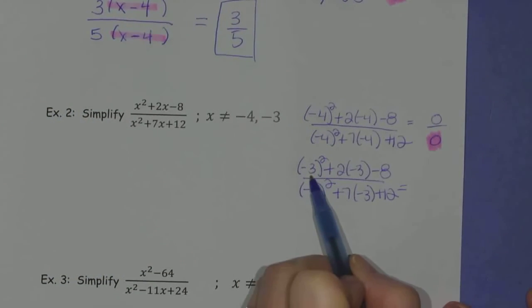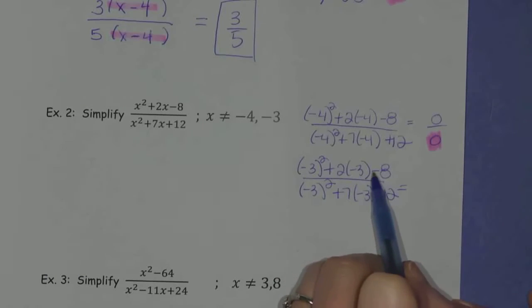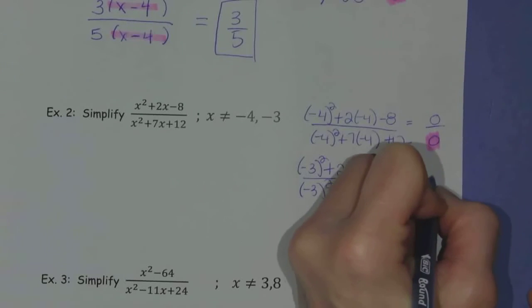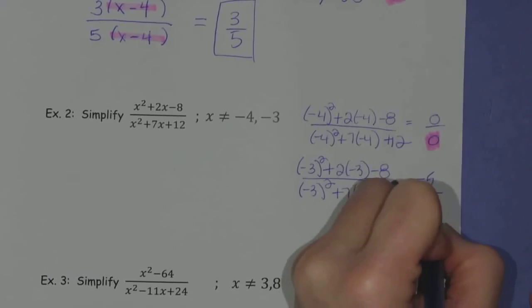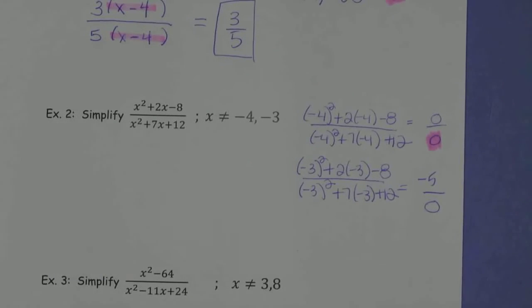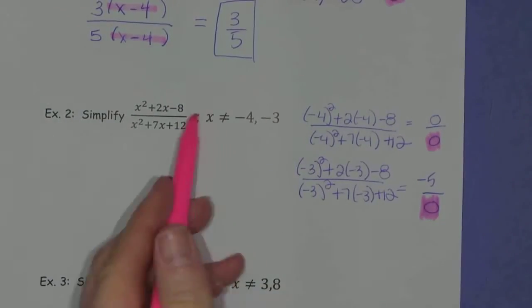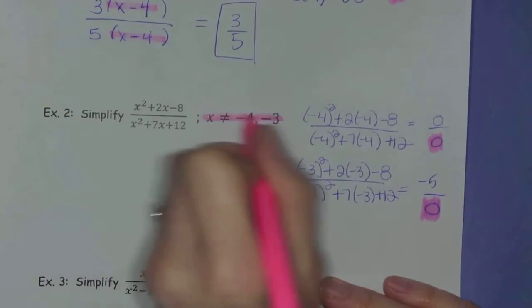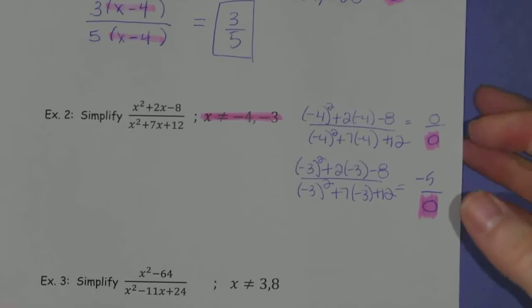So this is going to be 9 minus 6, right? 9 minus 6, which is 3, minus 8 is negative 5. 9 minus 21, negative 12, plus 12, 0. So again, 0 on the bottom, no good. And so that's why these two values of x are excluded. But we don't really have to do anything with that. We just have to know why.